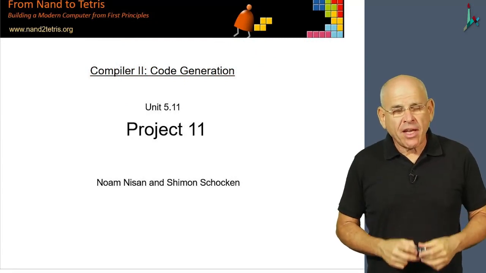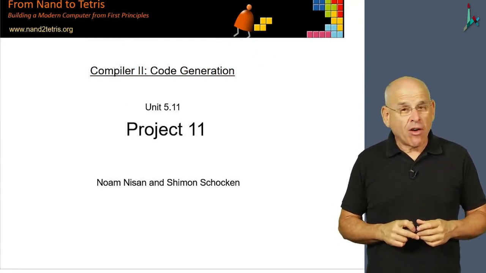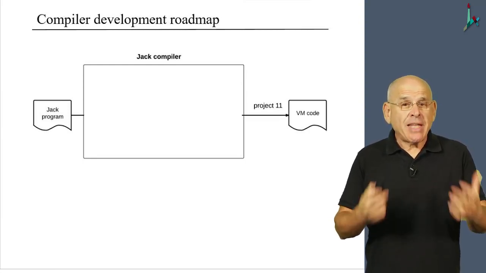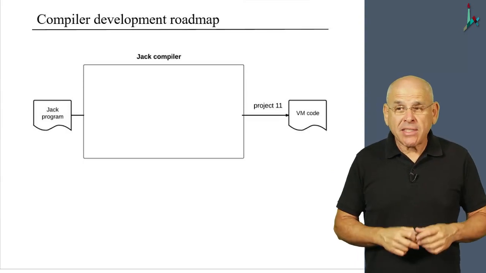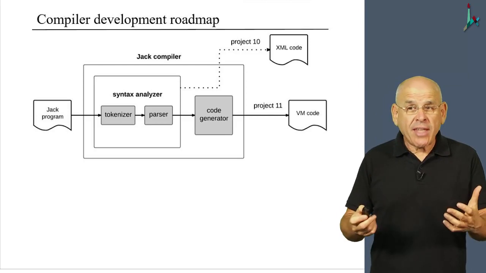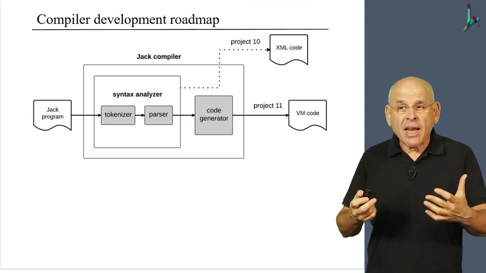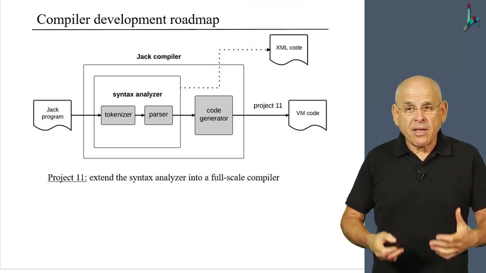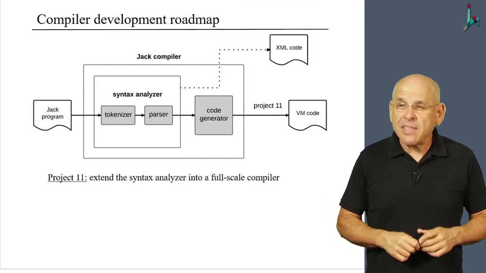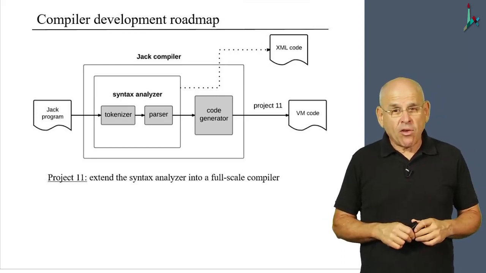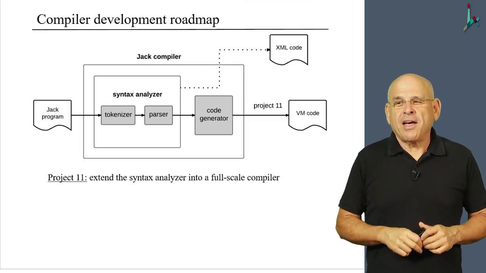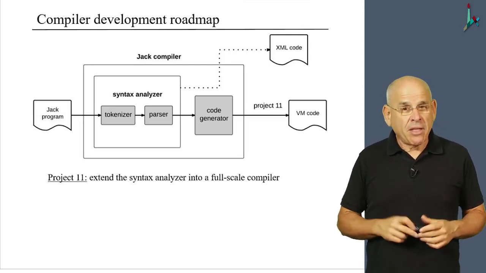Welcome to Project 11, in which we're going to complete the construction of our compiler. Now, to remind you, we decided to split this substantial software development task into two separate and standalone projects. In Project 10, we built a syntax analyzer, and in Project 11, we are going to extend and morph this syntax analyzer into a full-scale compiler. Now we're going to do this morphing in two standalone stages also, and let me describe them.